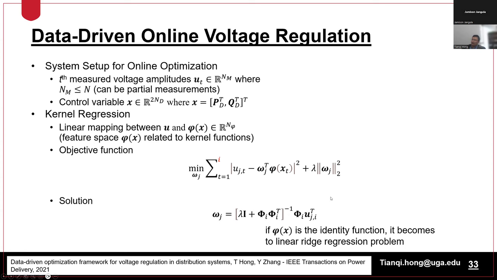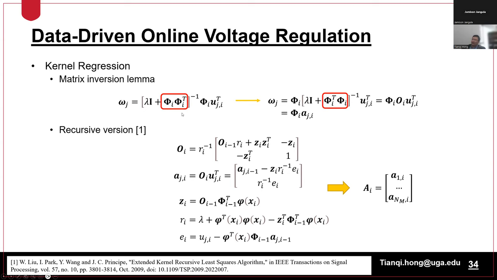And because the direct solution of kernel regression is very computationally and memory expensive, we can use the matrix inversion lemma to simplify the matrix multiplication and save some memory. And we can further apply the blockwise inversion equations to convert the batched method into a recursive update. And then we can compute the kernel models in a recursive fashion. And finally, we can compute the matrix A as shown here.